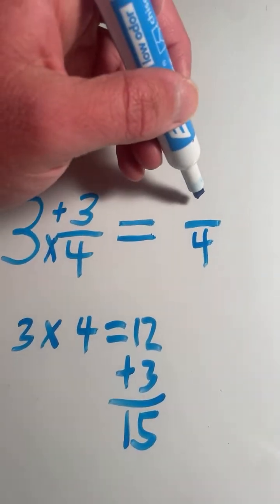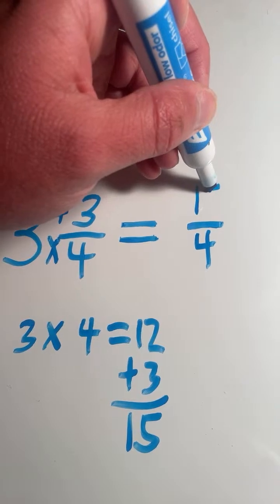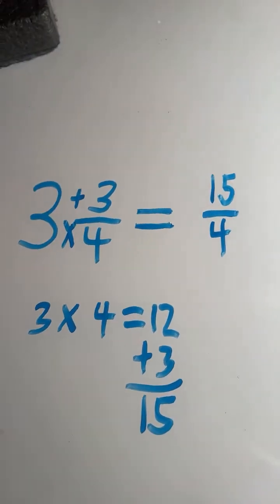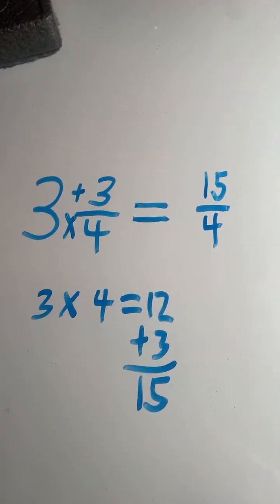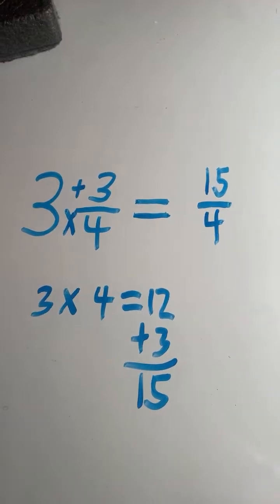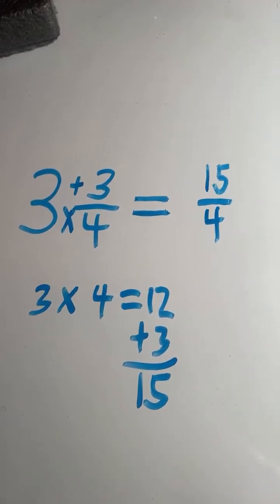So 15 is going to be our numerator in our improper fraction. 3 3/4 converted into an improper fraction equals 15/4.